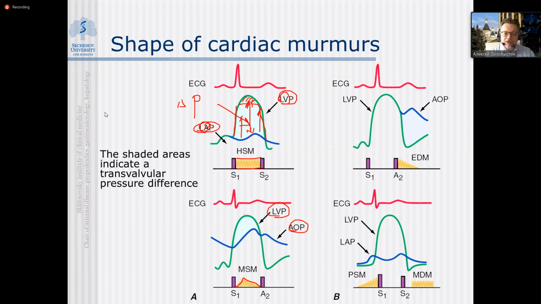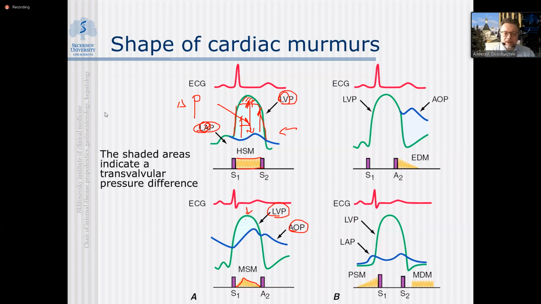Left ventricular pressure is almost normal. It's going up, it's reaching its climax at the midst of systole. But please pay attention to the shape of the pressure gradient in relation to aortic pressure. In contrast to left ventricular pressure, the pressure in aorta also will go up, but with some kind of delay.